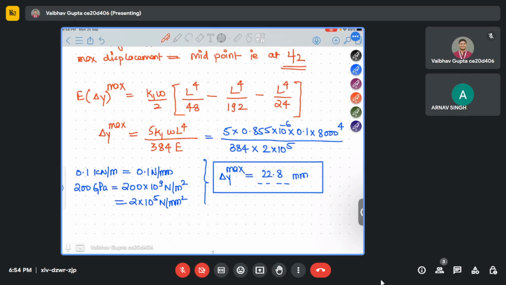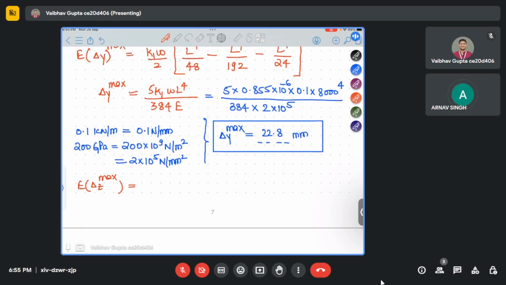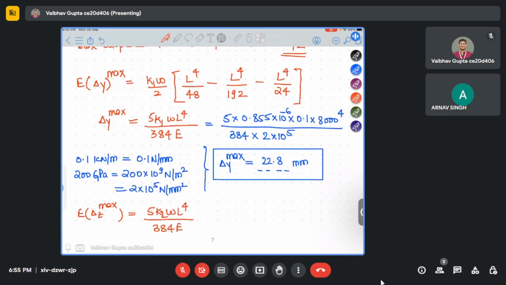So similarly, E delta z maximum will be at L by 2. We will get the same expression after putting x as L by 2: 384 E. But this K1 is K2 now. Yes, sir, understood. And this will become C. If you take this LCM, it will come out to be negative. So you will get negative displacement in Z direction.